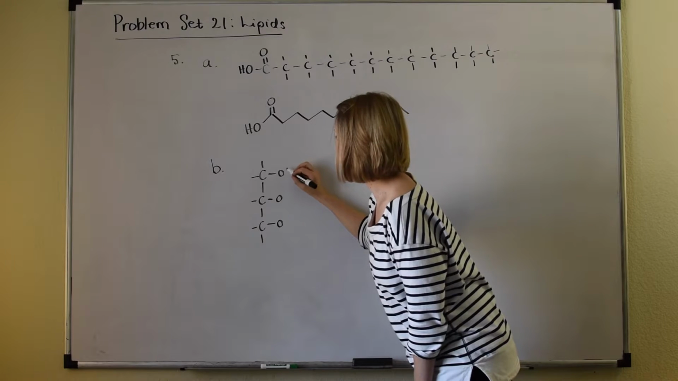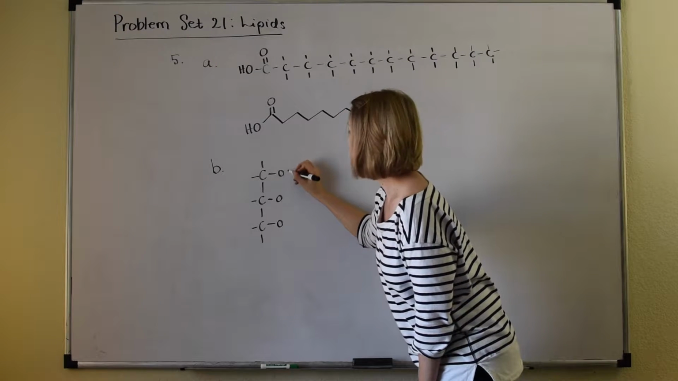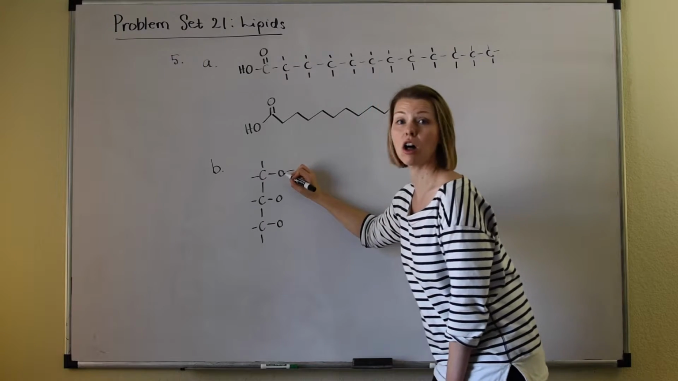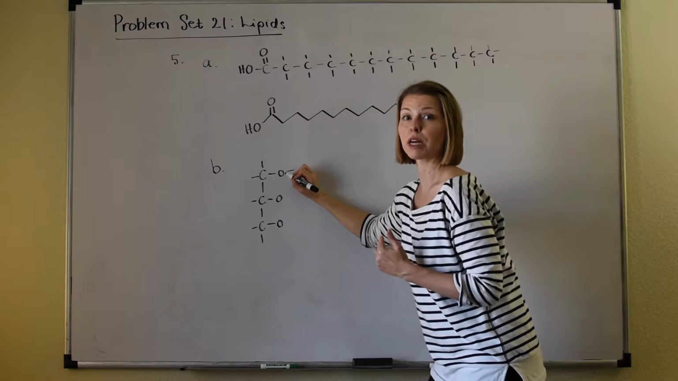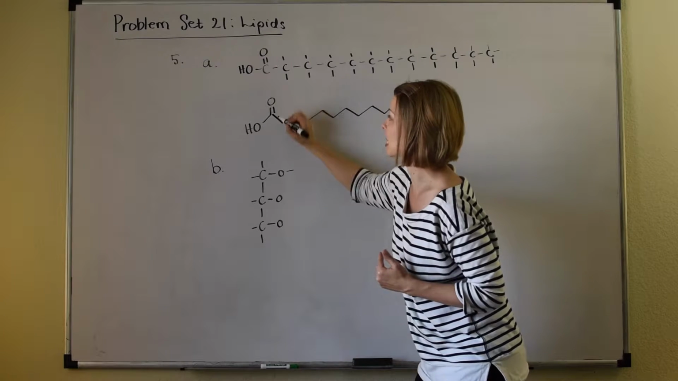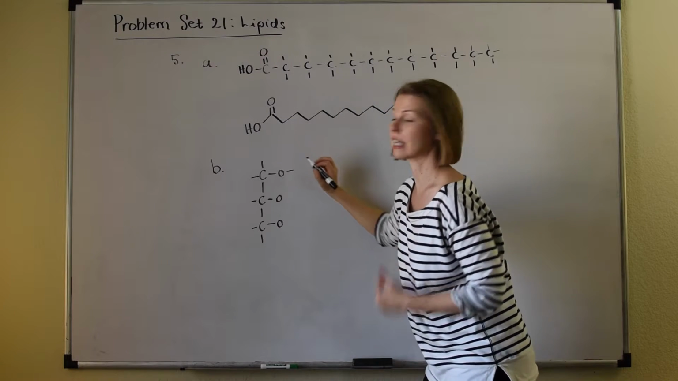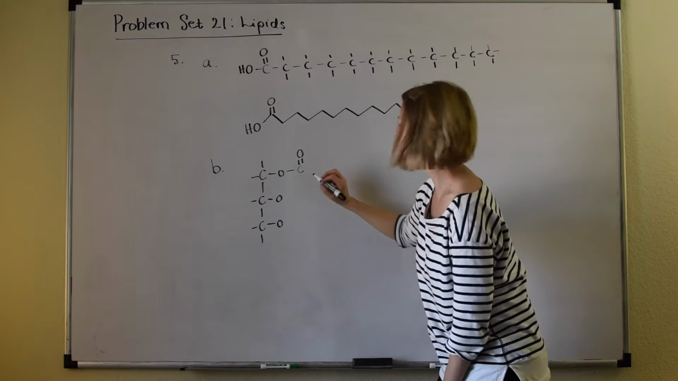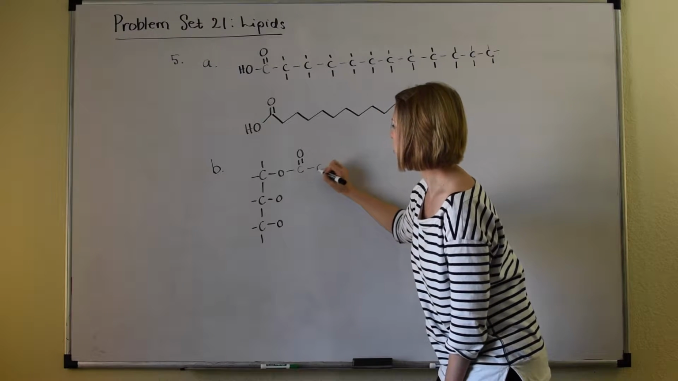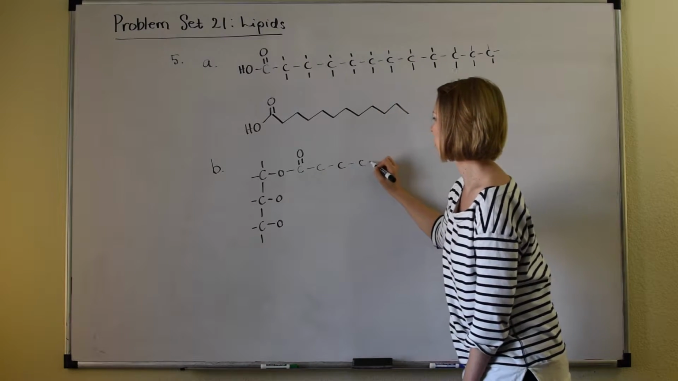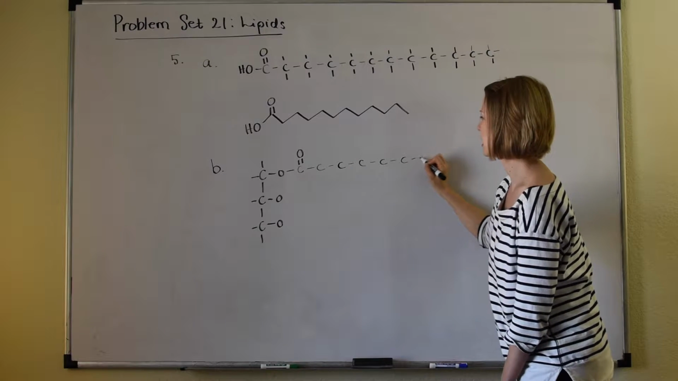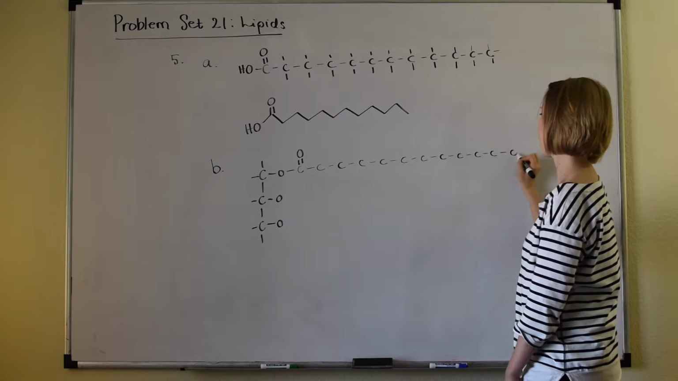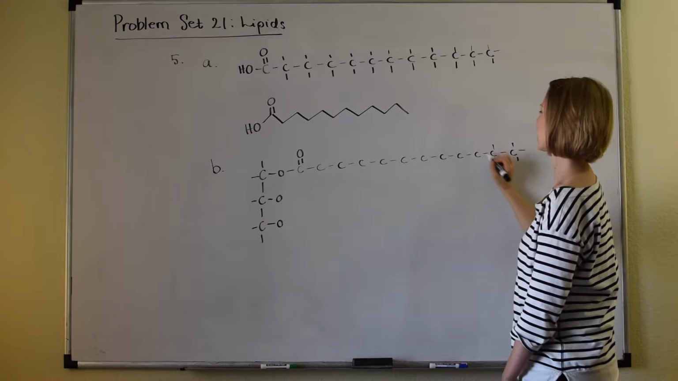So I'm going to go ahead and put my ester linkage. So this oxygen that was part of the alcohol is going to be forming a bond to the carbon of the carbonyl from the carboxylic acid. And I'll draw it expanded first. So we've got 1, 2, 3, 4, 5, 6, 7, 8, 9, 10, 11, 12. Expanded is kind of tiring.